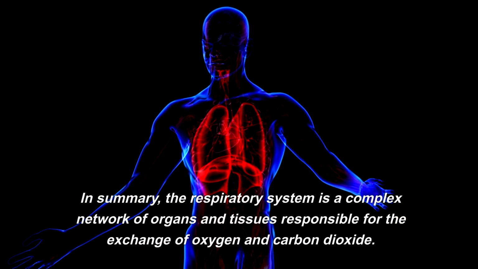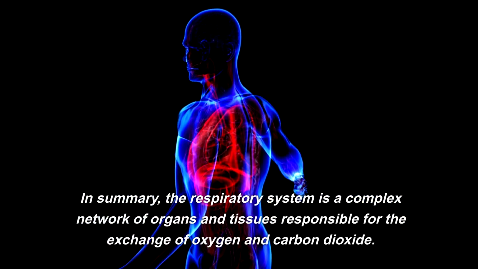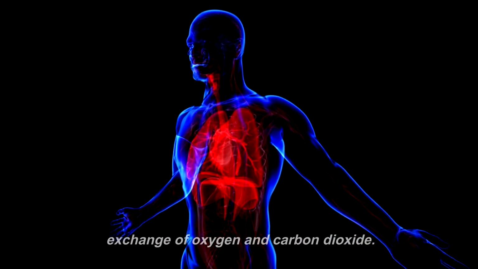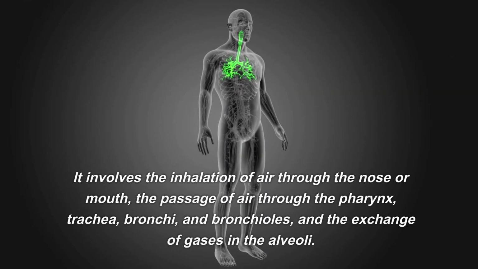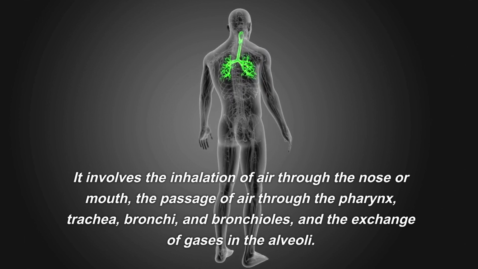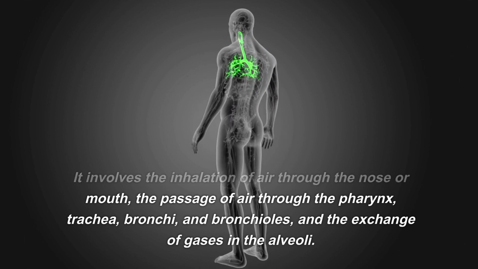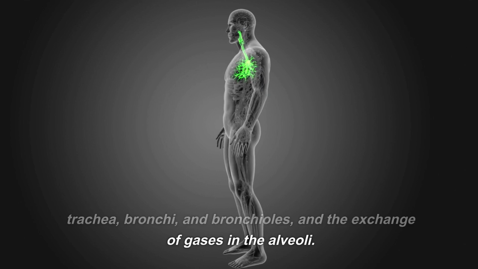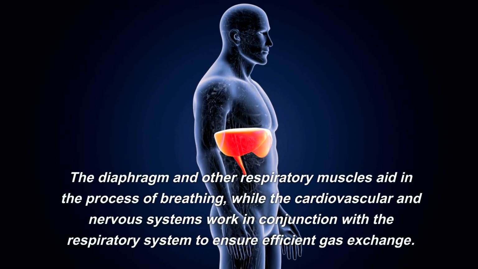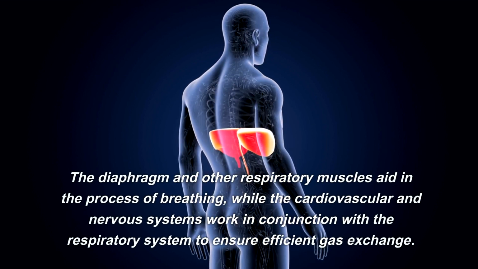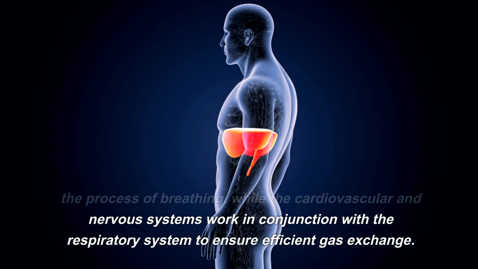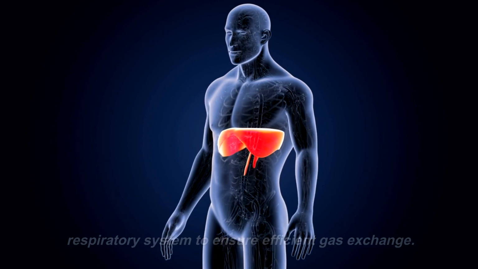In summary, the respiratory system is a complex network of organs and tissues responsible for the exchange of oxygen and carbon dioxide. It involves the inhalation of air through the nose or mouth, the passage of air through the pharynx, trachea, bronchi, and bronchioles, and the exchange of gases in the alveoli. The diaphragm and other respiratory muscles aid in the process of breathing, while the cardiovascular and nervous systems work in conjunction with the respiratory system to ensure efficient gas exchange.